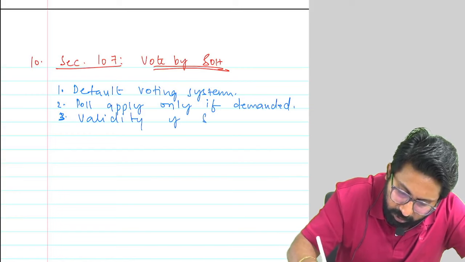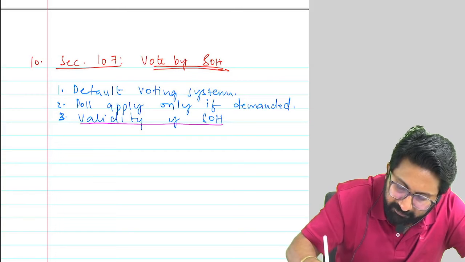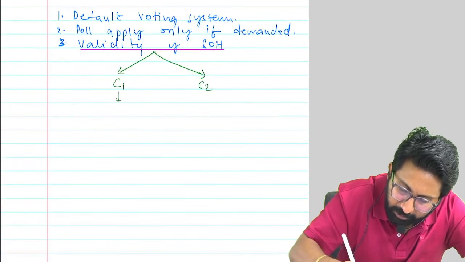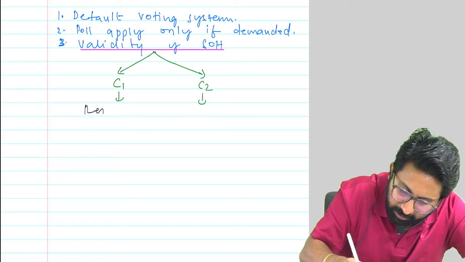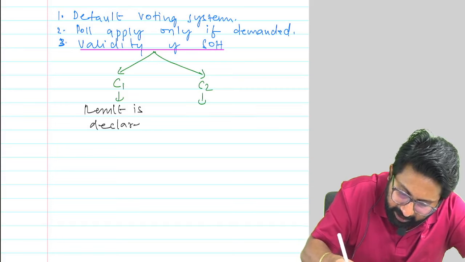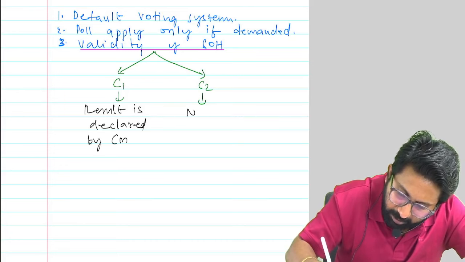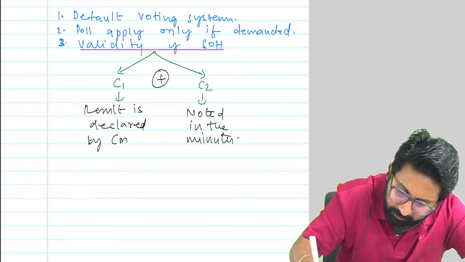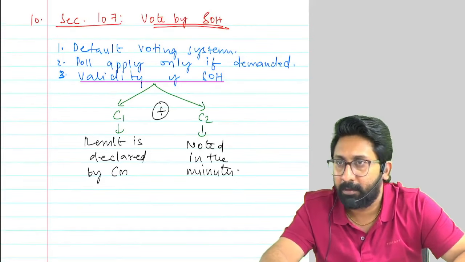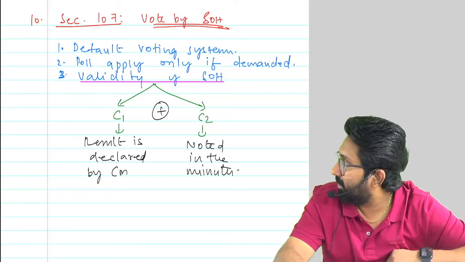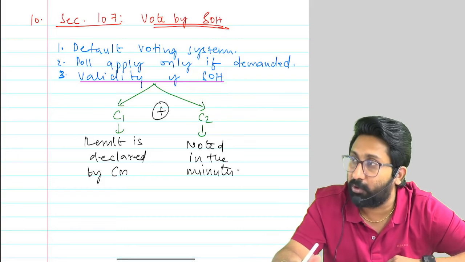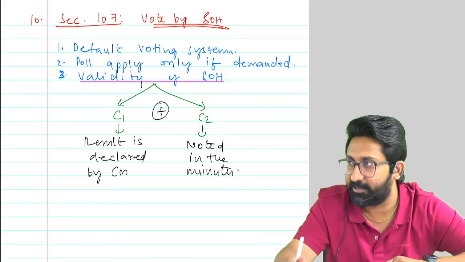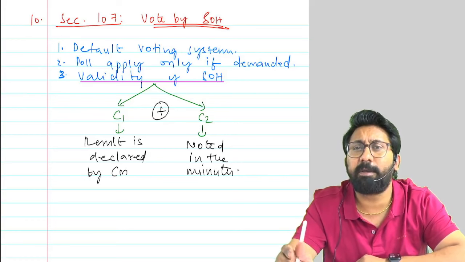Validity of show of hands. The show of hands becomes valid if two conditions are satisfied. Condition one, the result is declared by the chairman. Condition two, noted in the minutes. That's all. Result is declared by the chairman and noted in the minutes. So tell me, show of hands will become valid when?